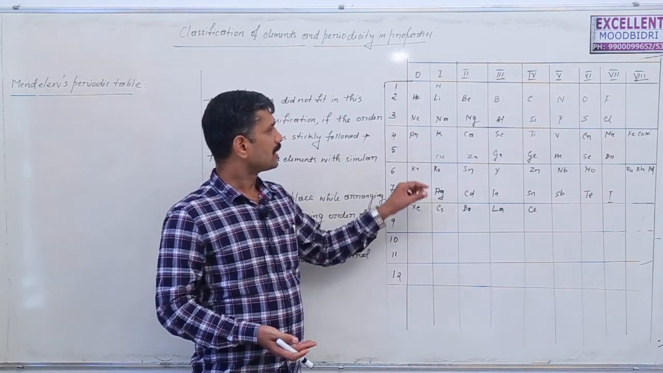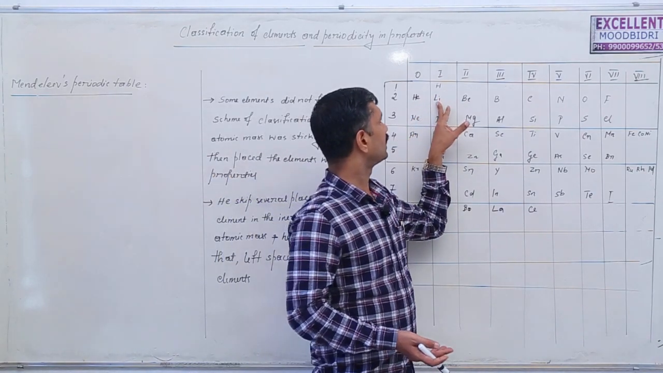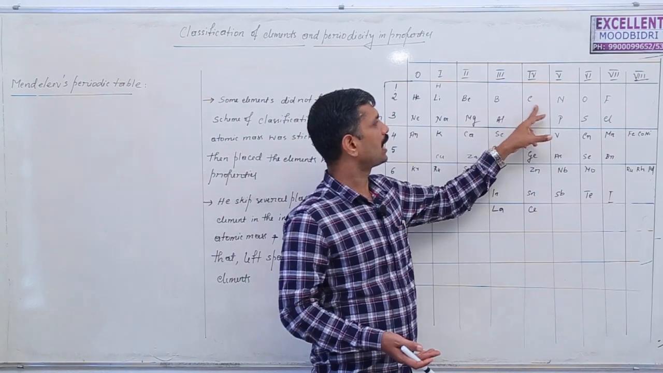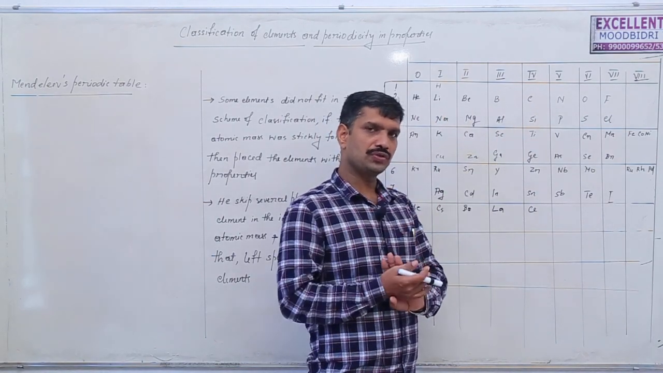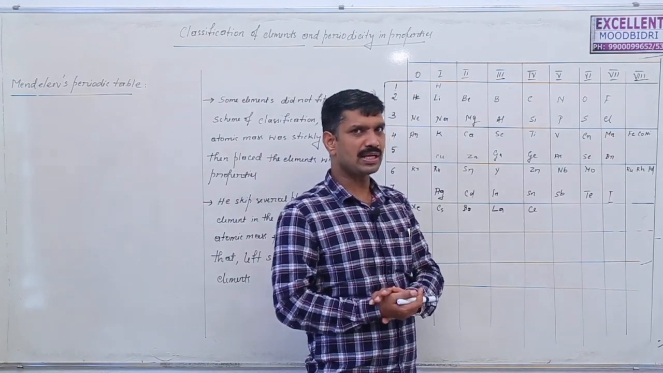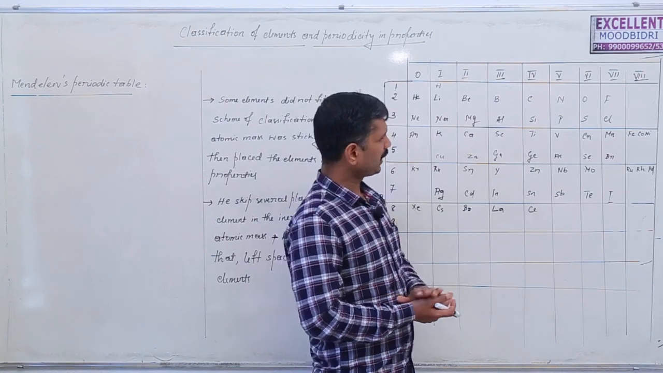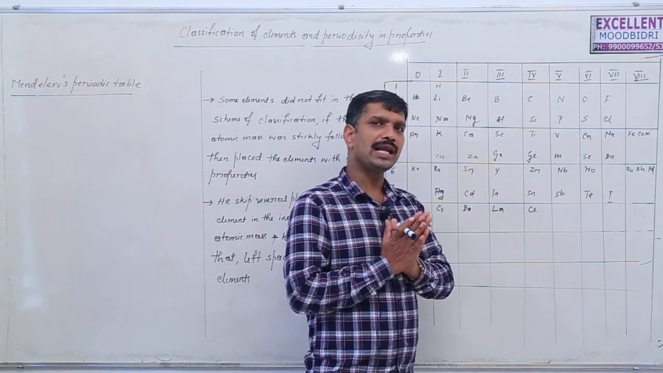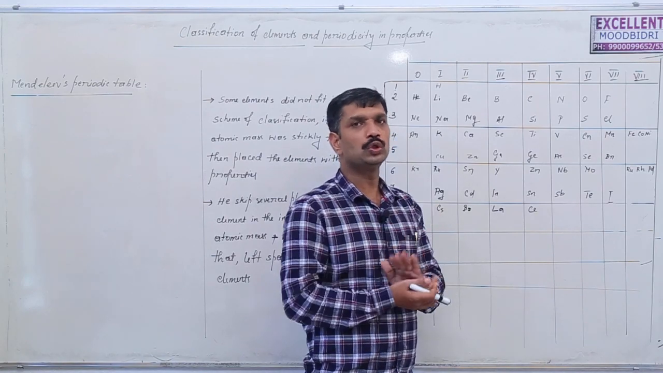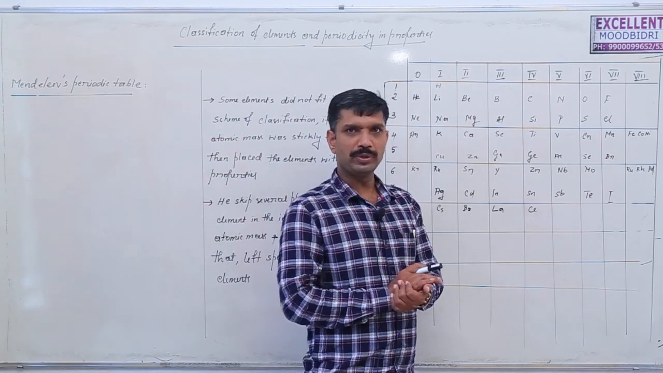Next, some elements like hydrogen, lithium, beryllium, boron, carbon, their number of electrons in the outermost shells are similar. That's why they come under the same periods. Okay, but here there are many drawbacks. But in the Mendeleev periodic table, the elements are arranged in periods and groups. The concept of periods and groups was introduced by the Mendeleev periodic table.